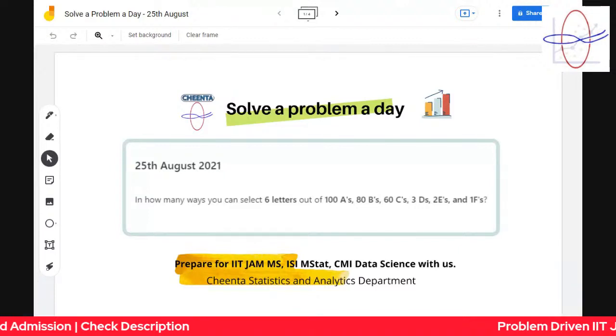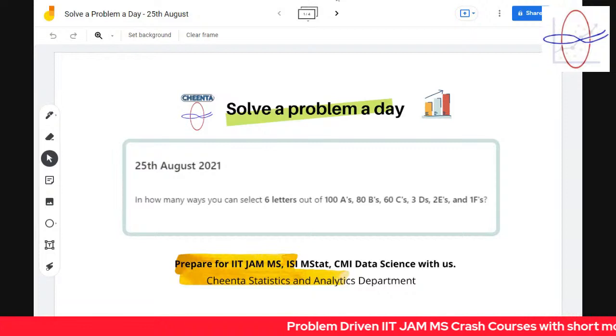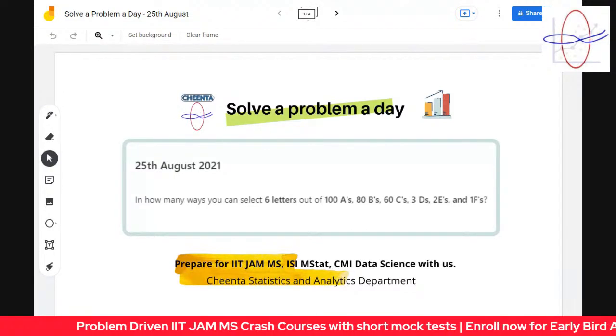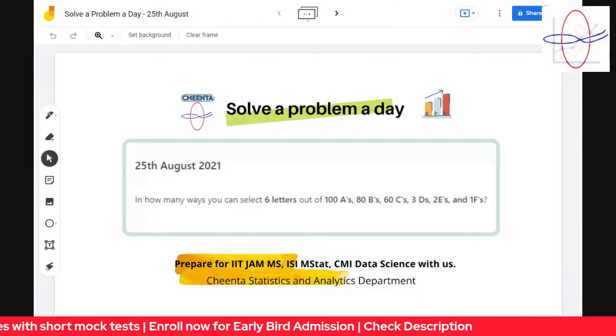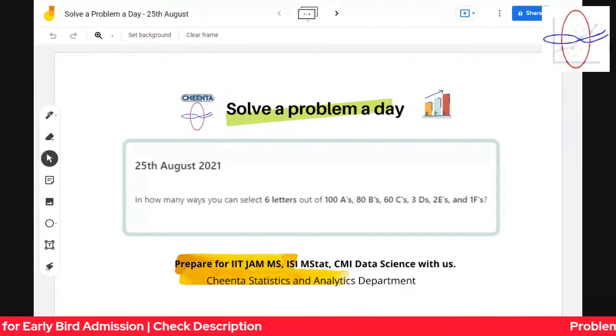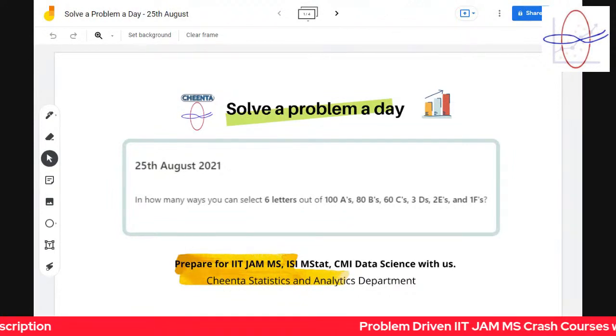So today's problem, the 25th August problem, is this, and you can see the problem on the screen. In how many ways can you select 6 letters out of 100 A's, 80 B's, 60 C's, 3 D's, 2 E's, and 1 F? So you have 100 A's, 80 B's, 60 C's, 3 D's, 2 E's, and 1 F.